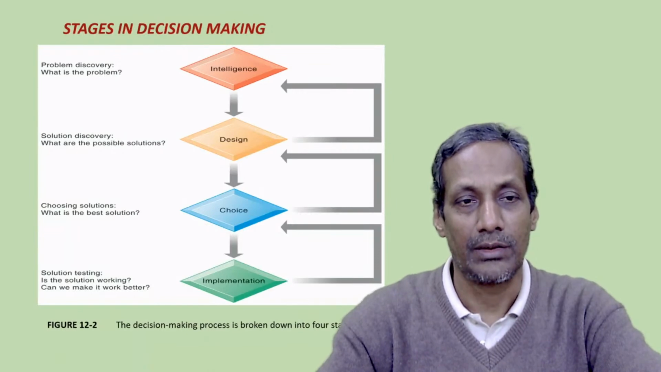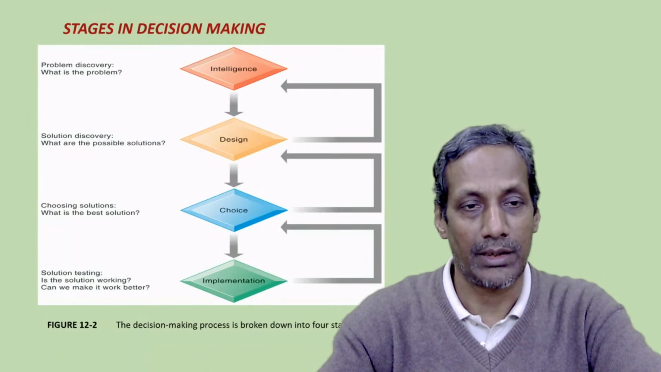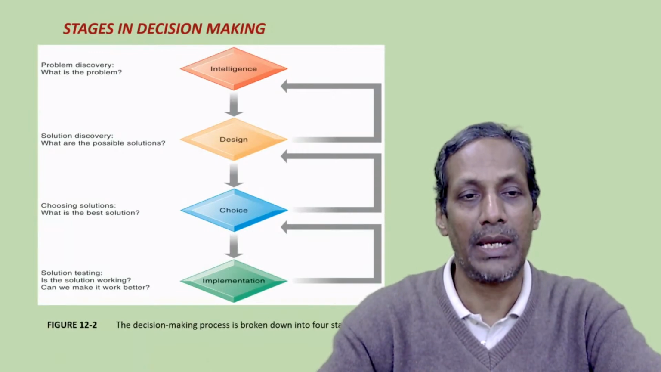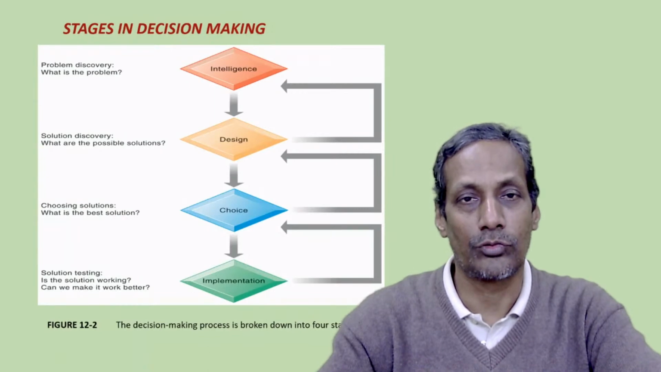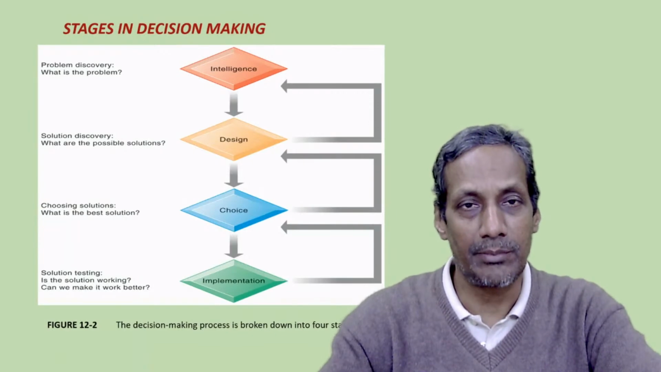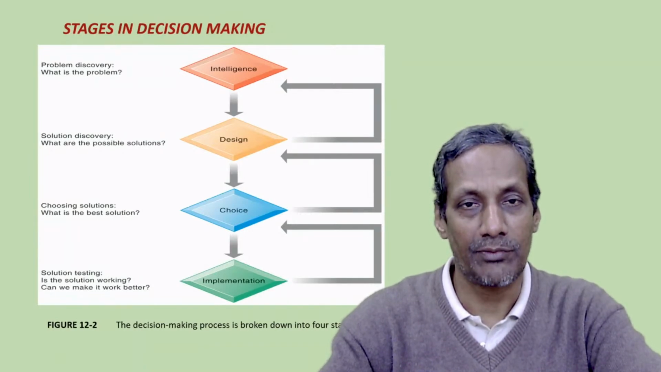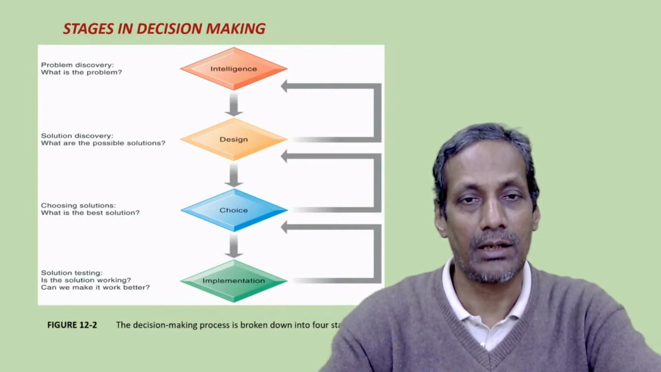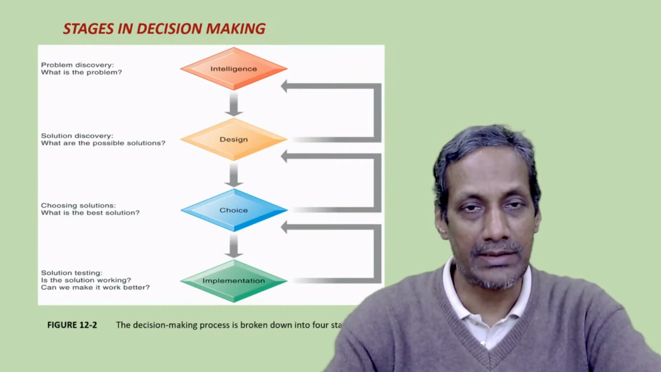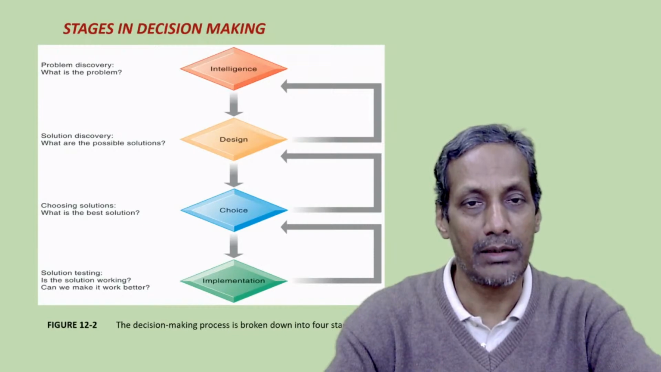And that best solution is implemented, and at the solution testing stage, we try to see if the solution is really working, or can we make it better to solve the problems in a better way. So this shows that decision making is a sequential process, but the beauty is that it has the flexibility to go back to the previous phase, rework, and then come to the next phase. So it is a flexible, sequential series of phases that you need to go through while making a good decision.